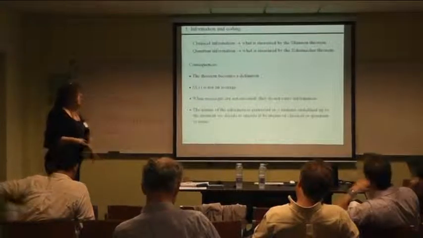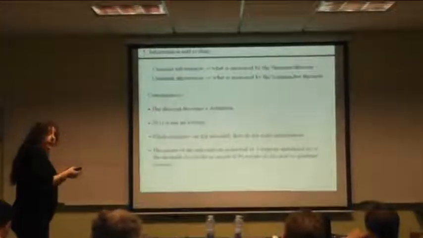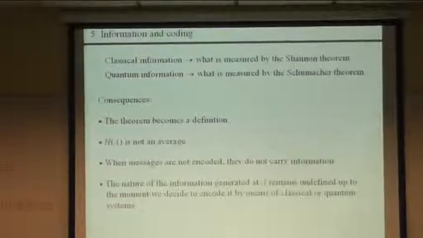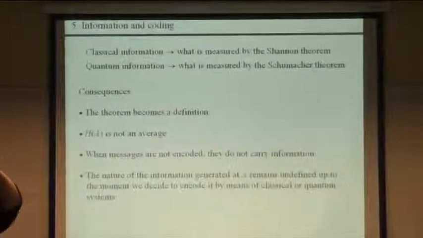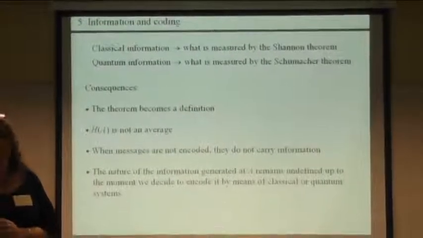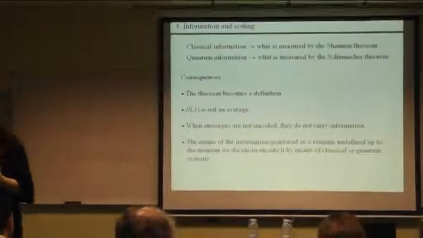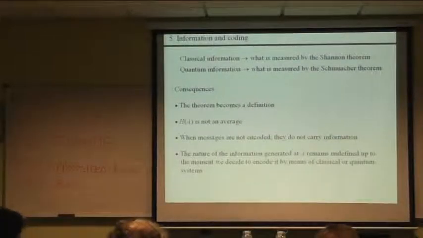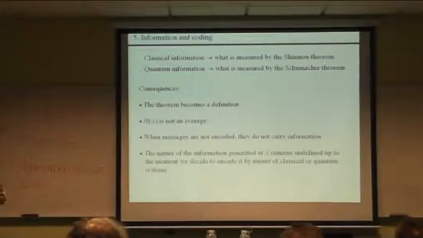And finally, it is interesting that the nature of the information generated at the source remains undefined up to the moment we decide to encode it. We say, okay, now I decide how to code the information produced at the source. So we have no way of talking about information up to the moment we code. It sounds a little bit strange.